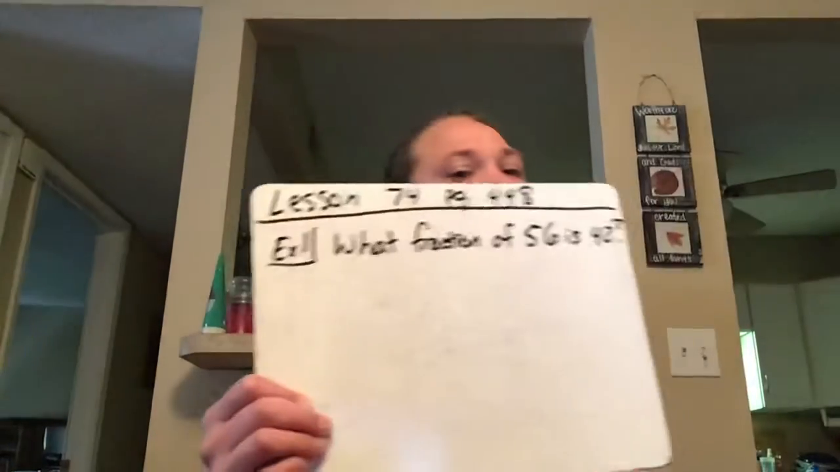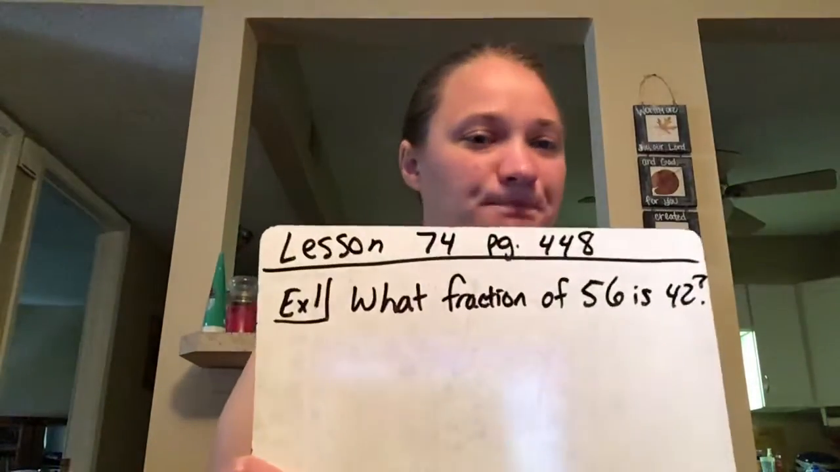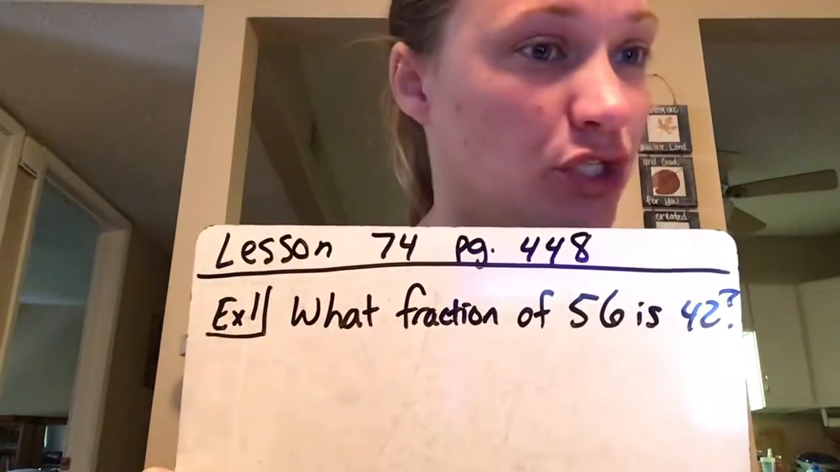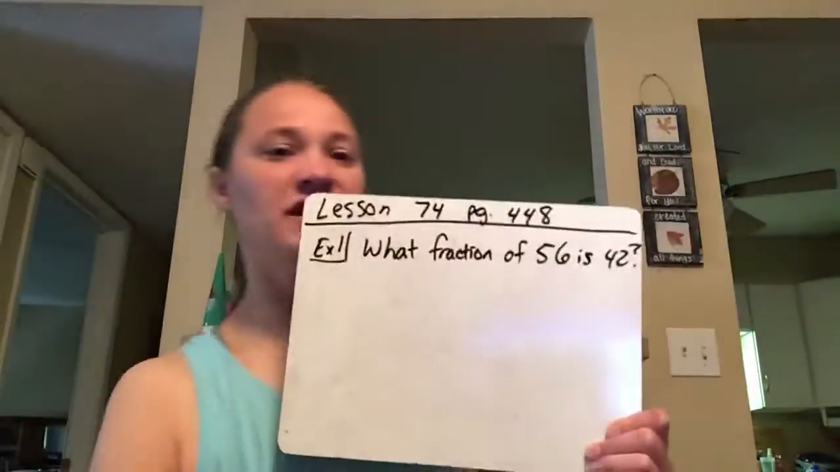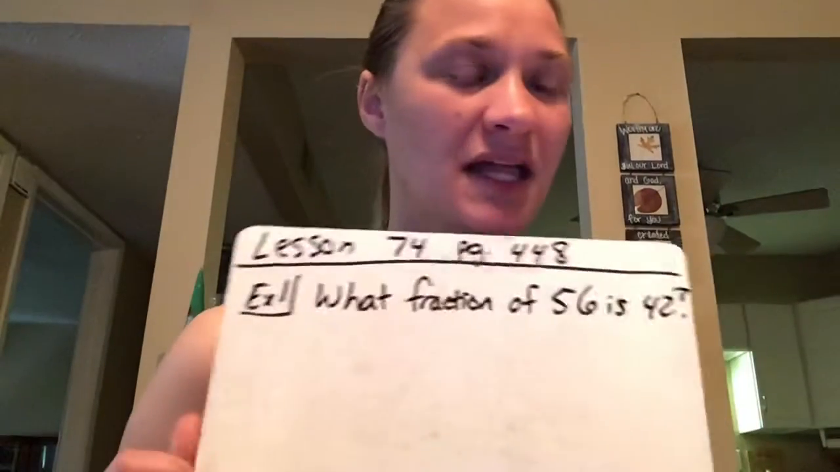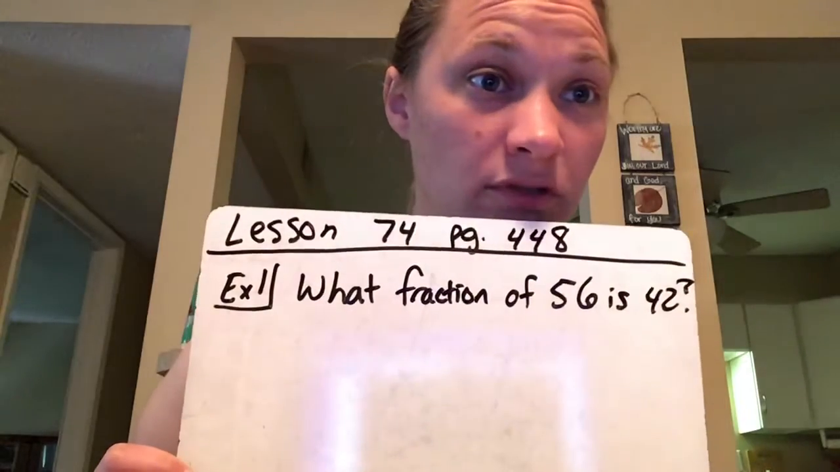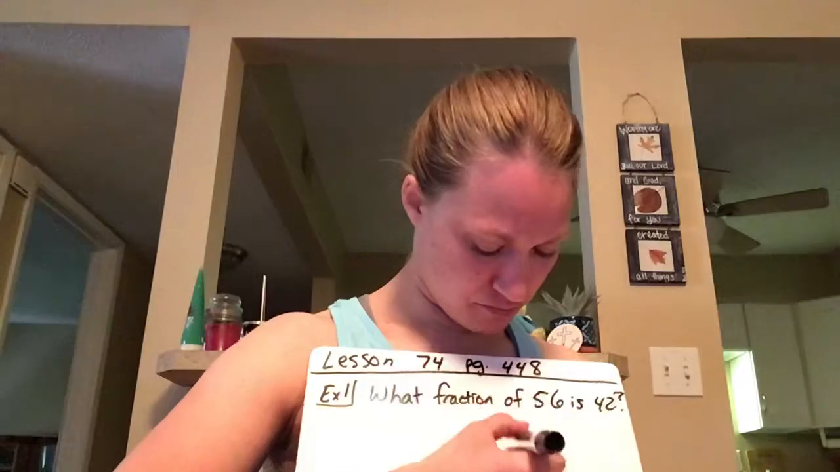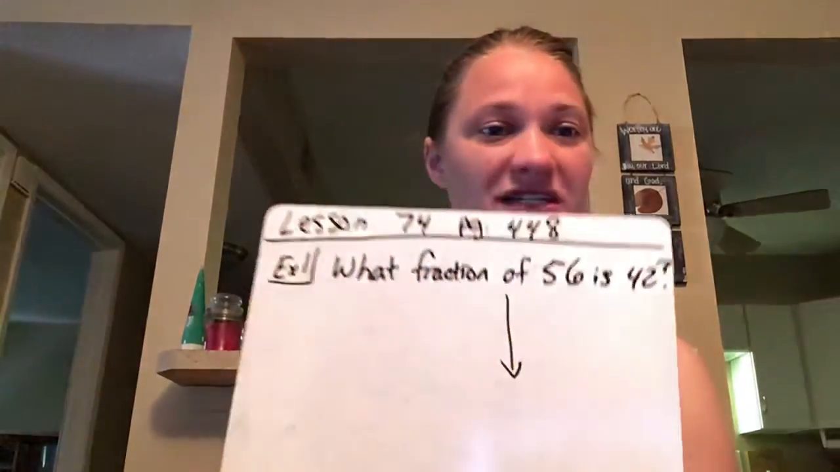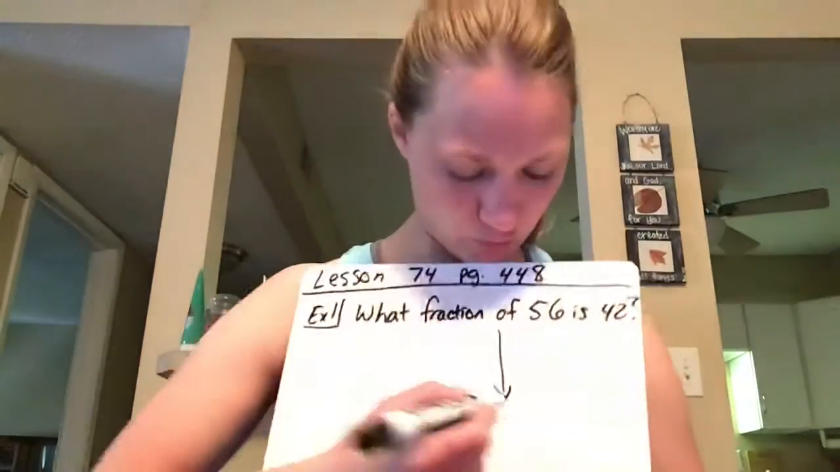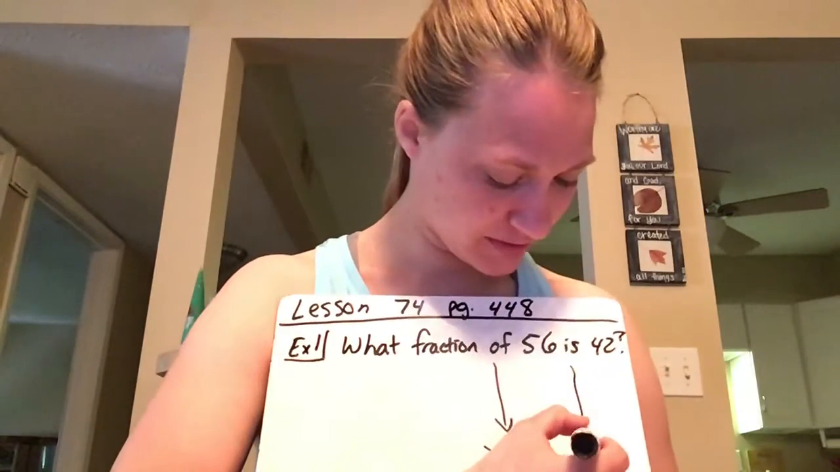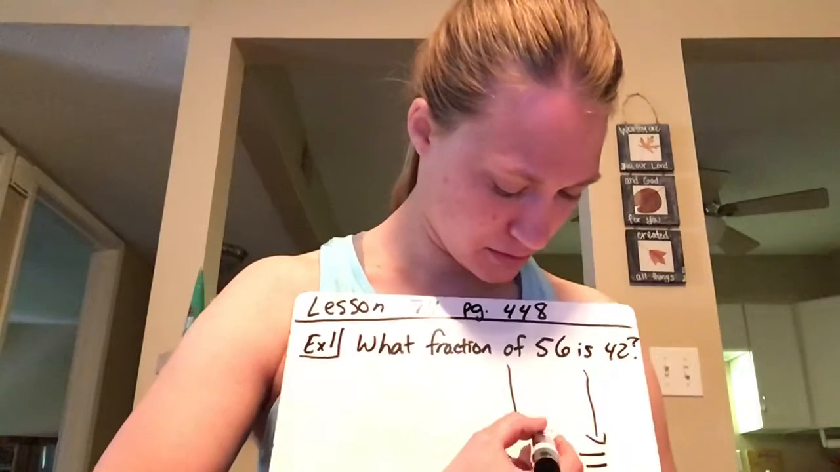I've already written out example 1. What fraction of 56 is 42? Okay? And so the main thing to remember is that of means multiplication and is the equals. Okay, so remember how we did these? We drew kind of a line and we replaced of with a multiplication sign. And we replaced is with an equal sign.